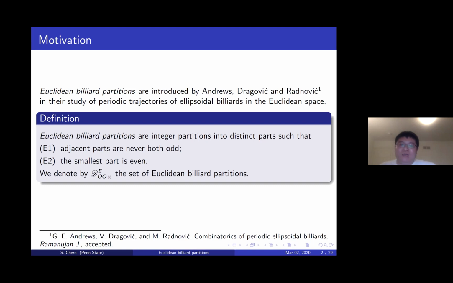So in the language of partitions, we interpret Euclidean billiard partitions as integer partitions. First, we require that all parts are distinct. So we are talking about distinct partitions, and we also have two additional restrictions. The first one says that any two consecutive parts are never both odd, and the second is a restriction on the parity of the smallest part. We require that the smallest part is even. And then we denote this set by D sub O super E.